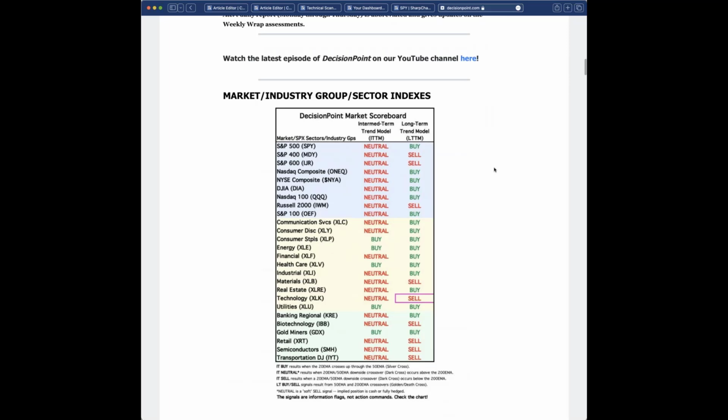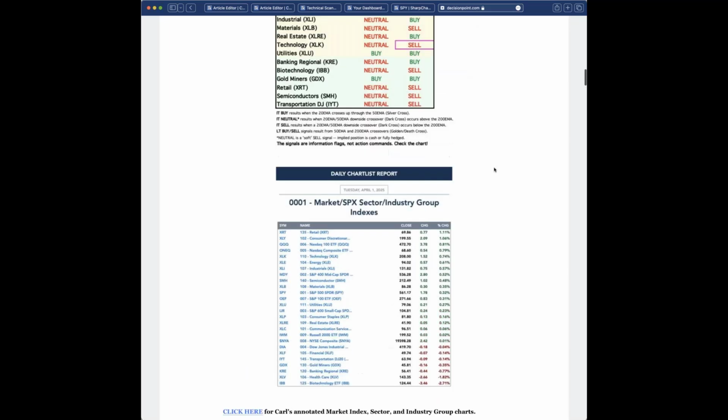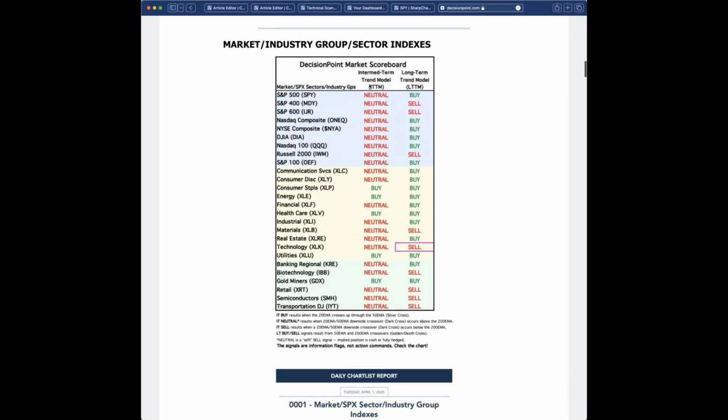You can see that we have our market scoreboard. This tells you right here whether the index is on a silver cross or a dark cross is the opposite, or whether it's on a golden cross or a death cross. And as you can see currently, a lot of neutral signals. That means that we had a dark cross of the 20 and 50-day EMAs where it was a negative crossover, and that occurred above the 200-day EMA. So rather than go into a sell, we went in sort of a soft sell or hedge position on those.